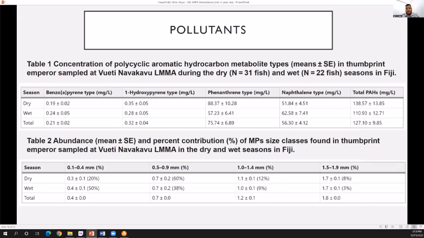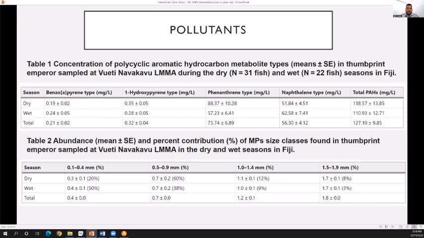And there are certain PAH metabolites, like benzo[a]pyrene, for example, which has been classified by the International Agency for Research on Cancer as being highly carcinogenic to humans. So in any case, these values present a baseline against which future levels of biliary PAHs in the thumbprint emperor can be compared, and continuous monitoring of biliary PAHs in the thumbprint emperor, as an important local seafood fish, can prove very helpful.